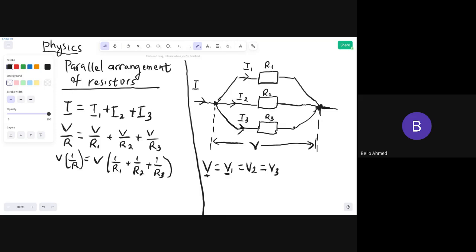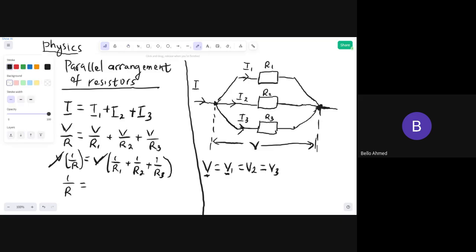Can you see that we have V here and we have V here? So we can divide both sides by V, and at the end of the day, the V will cancel each other. Then we have 1 over R equals 1 over R1 plus 1 over R2 plus 1 over R3. Now this R is actually the equivalent resistance. It is called the equivalent resistance, or if you like, the effective resistance, or the total resistance.